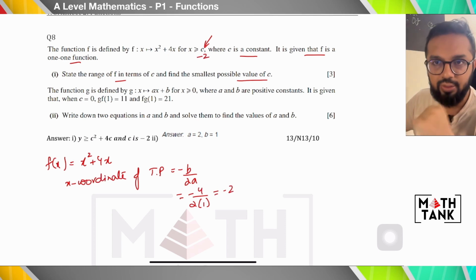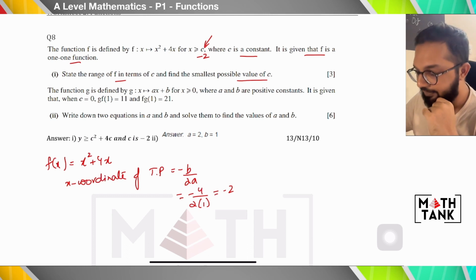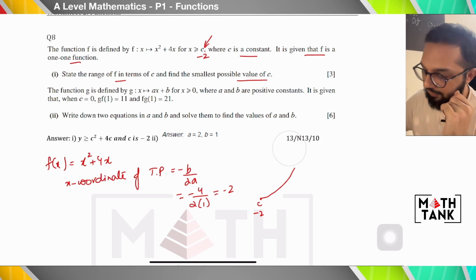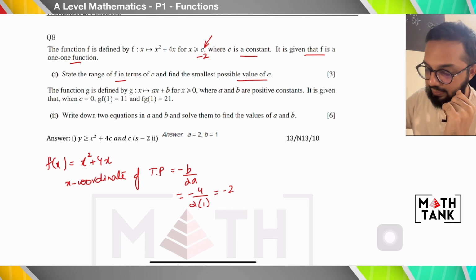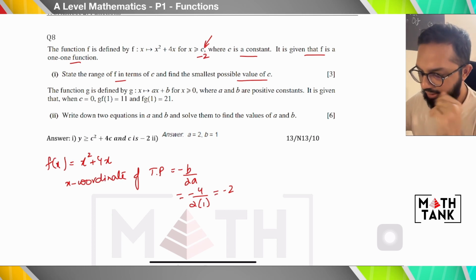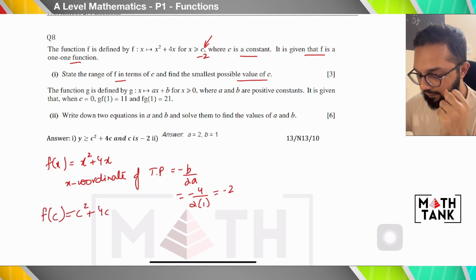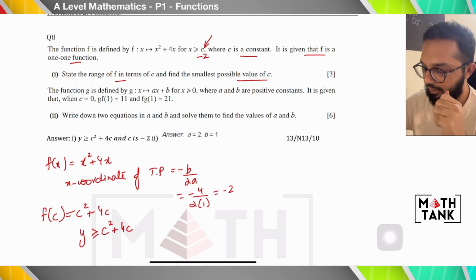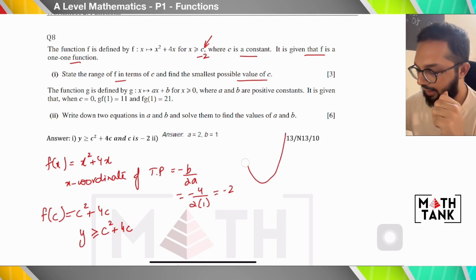Why? Because it must stop at c, so it starts from c and then goes up like that. It's a smiling face, that I know for sure. But I wanted the range in terms of c, so I'm going to calculate f of c, which is c squared plus 4c, and I will imagine that the curve is starting from c, so the y value has to be greater than or equal to c squared plus 4c, because my graph must look like that. It's a part of the quadratic graph, but it's one-to-one, so it has to start at its turning point.